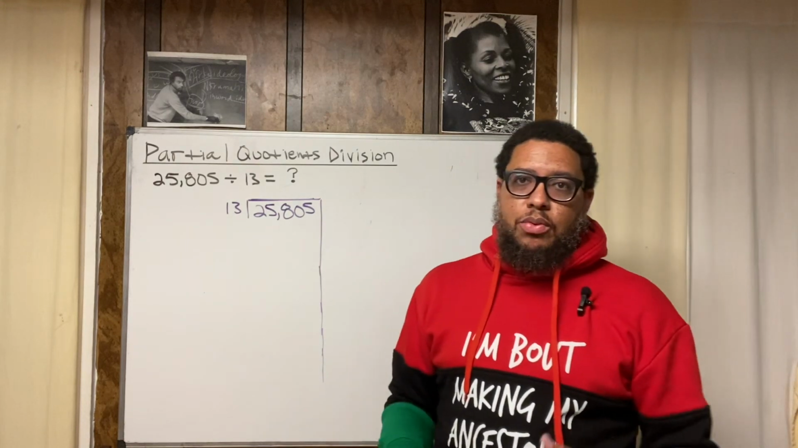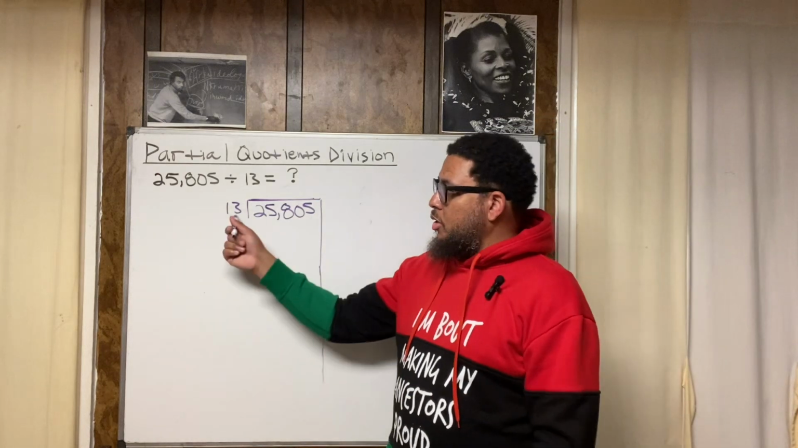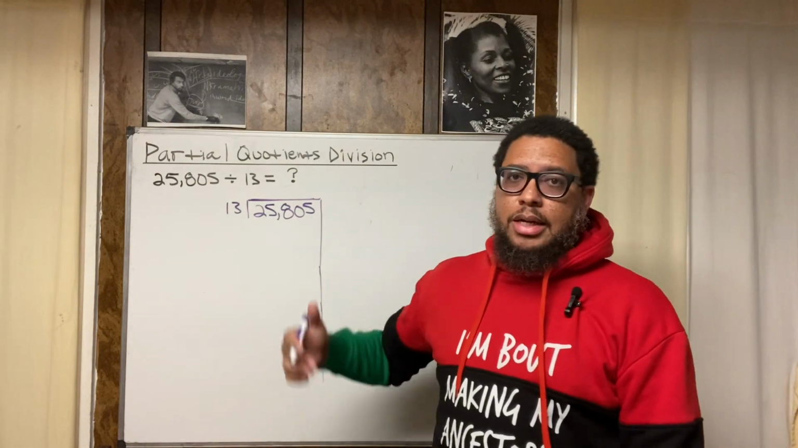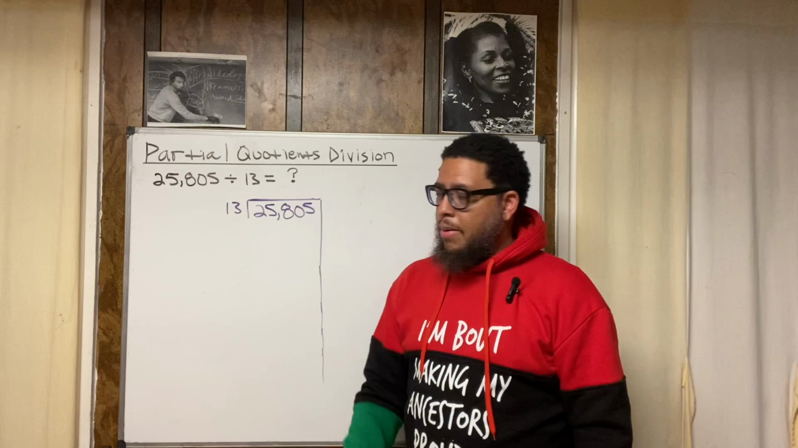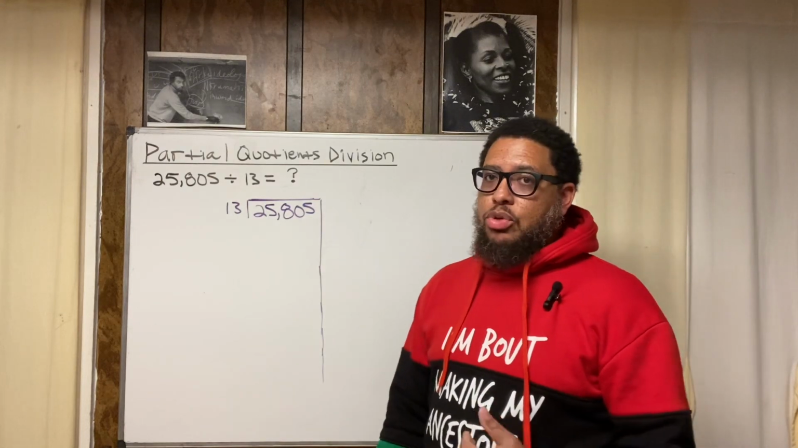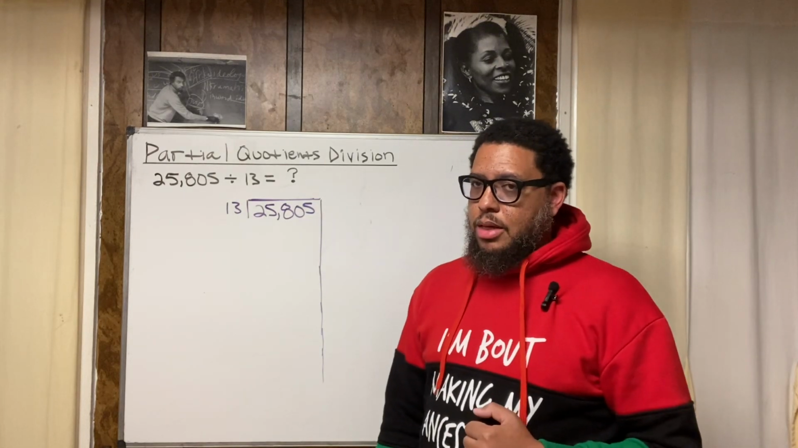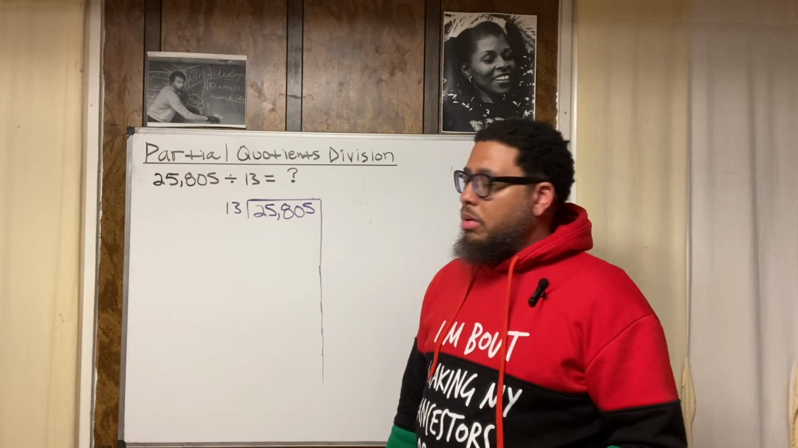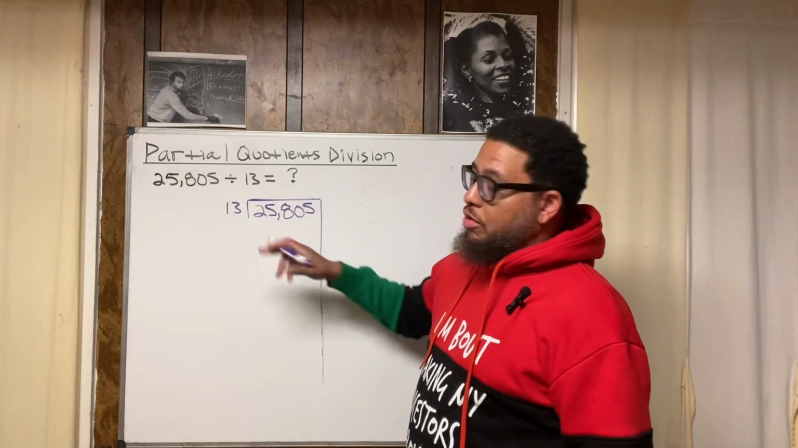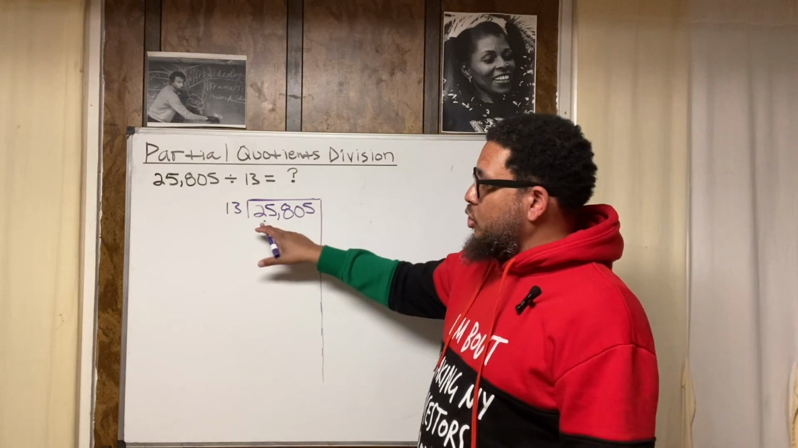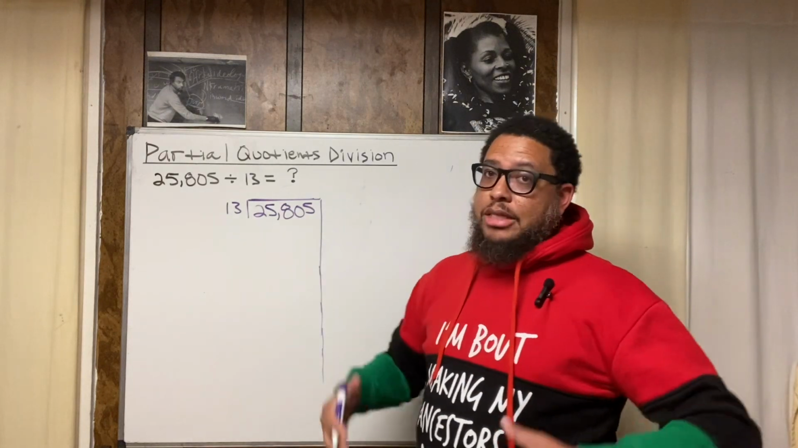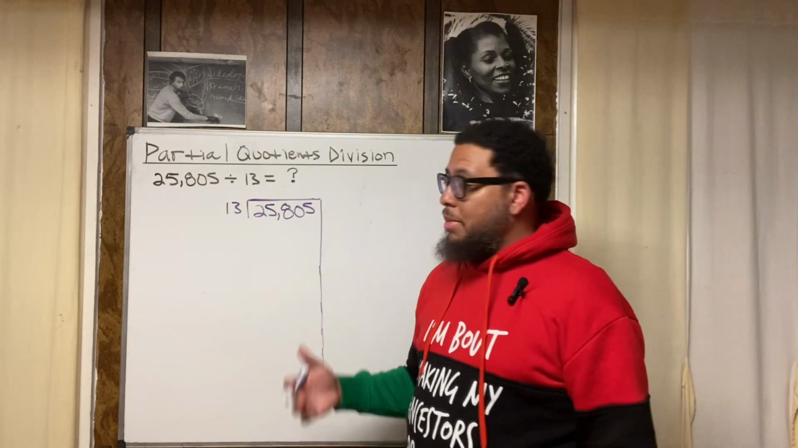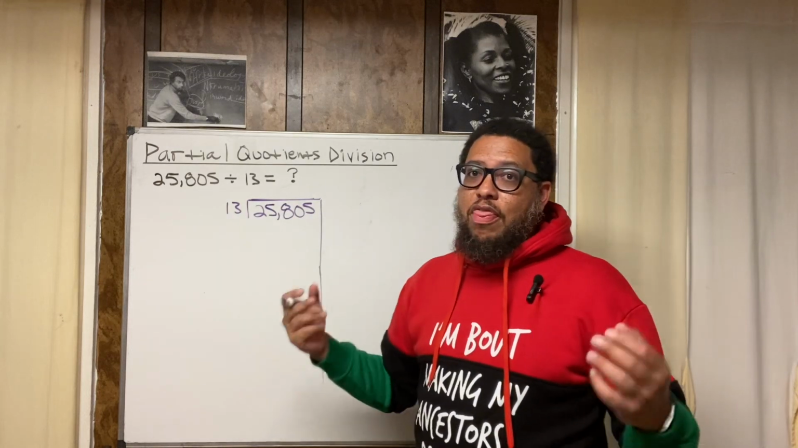It's the results you get when you multiply numbers. So when I multiply 13 by some number, it's the result that I get. That's a multiple. So for example, I want to use the multiple 13,000. Now I don't have to use 13,000, but that's what I'm choosing to use right now. Why is that? Because 13,000 fits the criteria. It's less than 25,805, and it's relatively easy to get 13,000 by just multiplying 13 by 1,000.